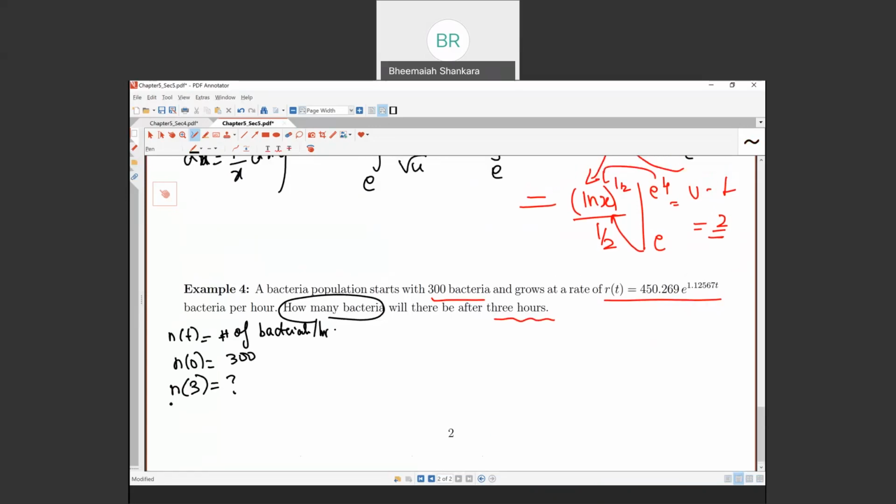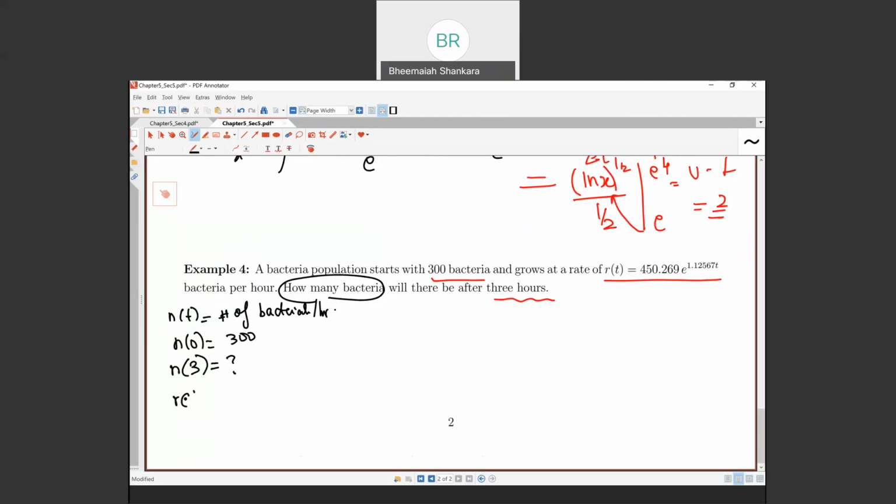You also know that the growth rate term is given for you. r of t is the growth rate, and you have been given that this is 450.269 exponential 1.125670 t. But it's going to be very messy if we start differentiating or integrating with these big decimals. So we will rewrite all these messy decimals with variables, say a e to the b t. This rewriting should be only for the messy decimals: the first decimal is a, the second decimal is b.